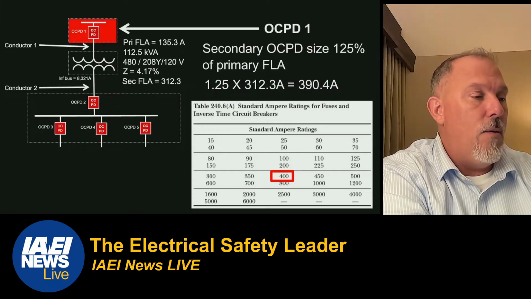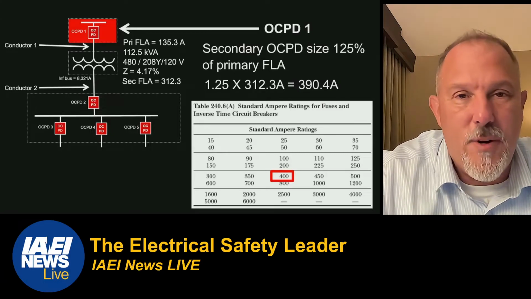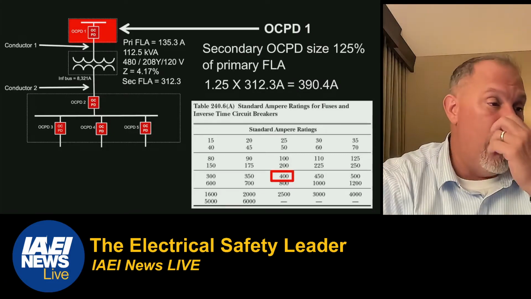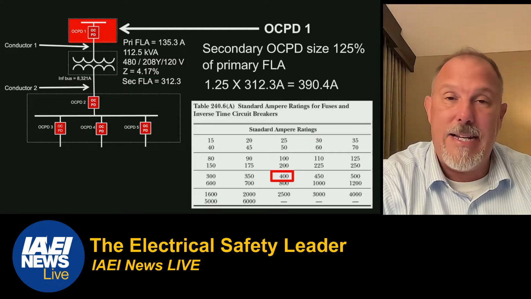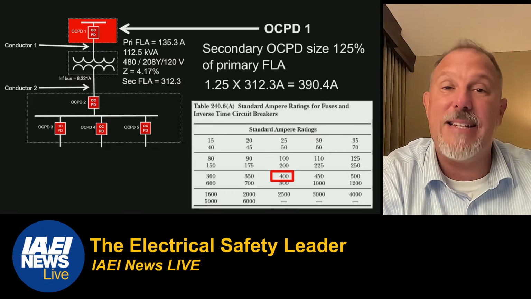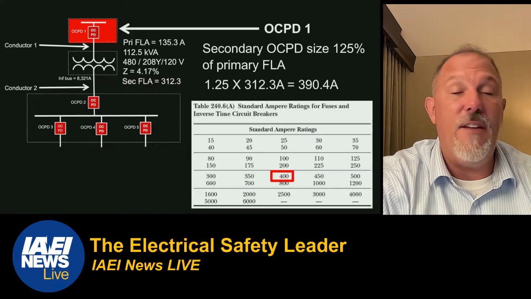All right, so secondary overcurrent protective device. I can go up to 125%, and I'm allowed to go to the next higher. Now, this comes to 1.25 times 312, which is 390 amps. I'm allowed to go to the next higher because of the tables in 450. So I can put a 400 amp panel board.